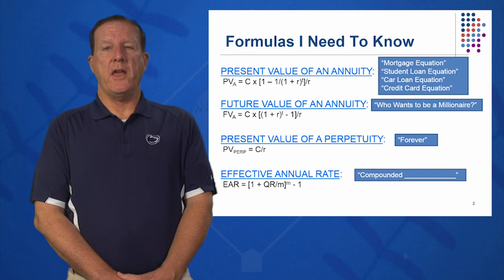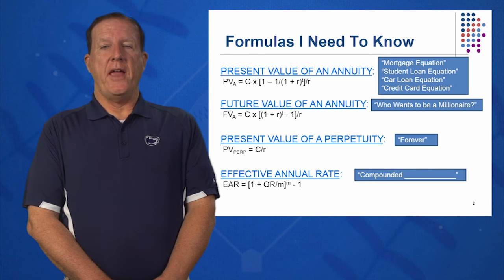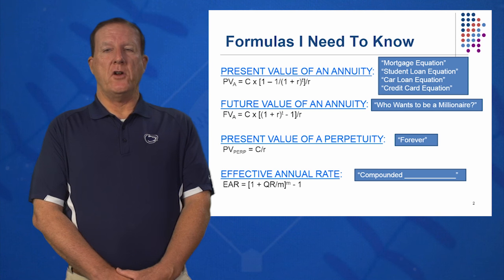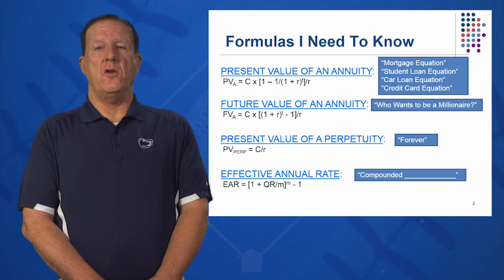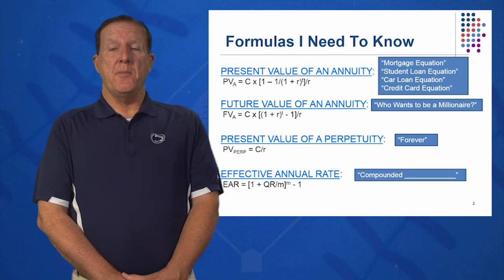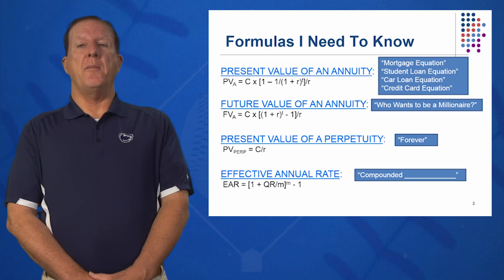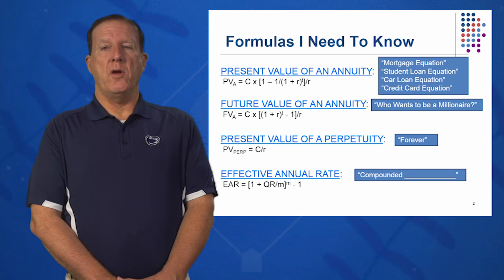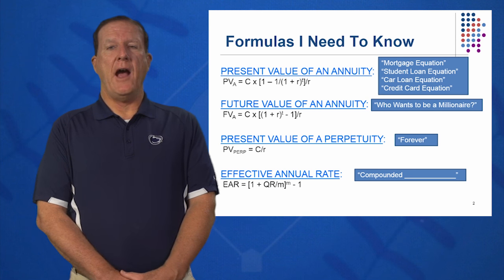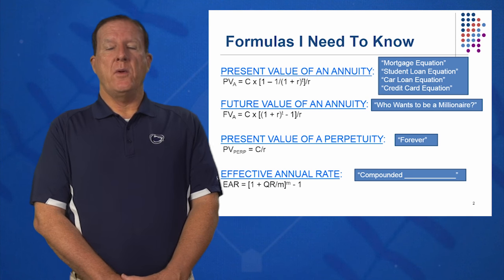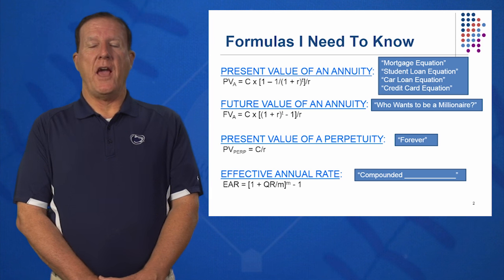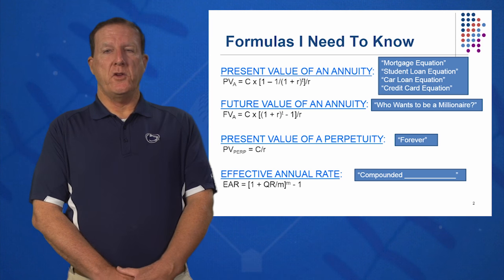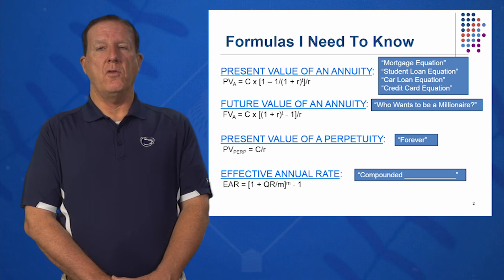Finally, the fourth key equation is effective annual rate. This is very relevant to your credit cards or perhaps to a loan you may take out where it says compounded monthly, compounded daily, compounded quarterly. Compounded anything more than annually will result in a higher effective annual rate. When you see the words compounded blank, you must calculate the EAR to see what you're really paying on that credit card or on that loan.